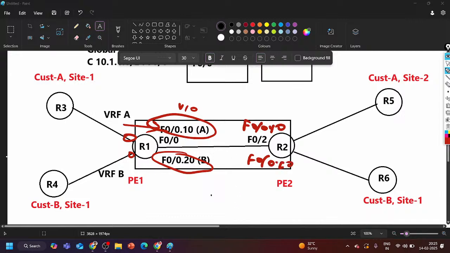So whatever prefixes router 2 is going to receive on this interface, it will forward from this interface, because both are members of the same routing table. Whatever prefixes router 2 receives on this interface, it will forward from this interface, both are members of the same VRF.